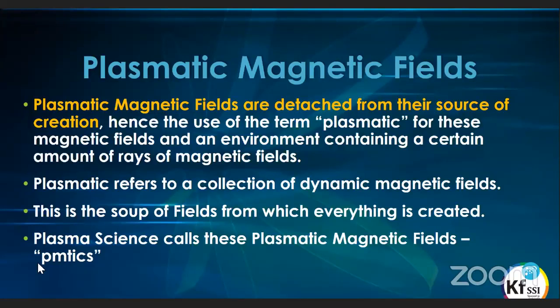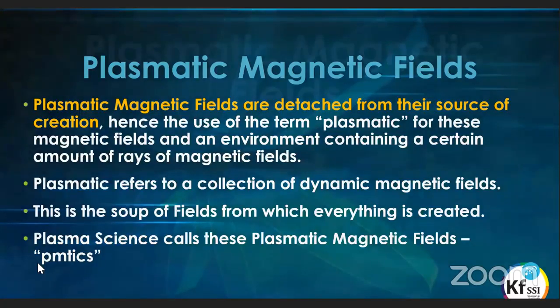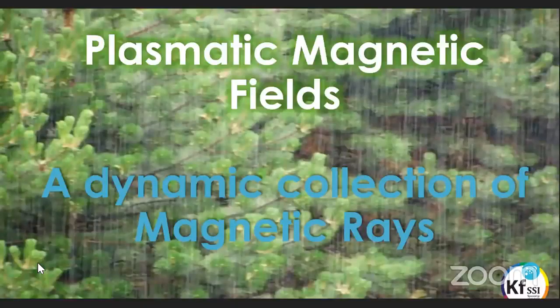So when one starts reading the books and a lot of the teachings, the public teachings, and even the private teachings, you'll see that Mr. Kesh refers to a lot of these abbreviations, and so one has to start understanding these to really understand what is being taught. And so a simple understanding of what plasmatic magnetic fields are is that they are a dynamic collection of magnetic rays.